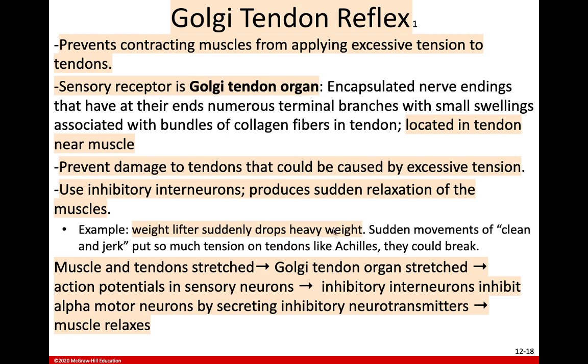The sensory receptor here, remember, for the stretch reflex, the sensory receptor was the muscle spindle. Here it is the Golgi tendon organ. The Golgi tendon organ is a sensory receptor that's located in the tendon near the muscle. And it is going to actually synapse with inhibitory interneurons. And this is going to produce a sudden relaxation of the muscle.